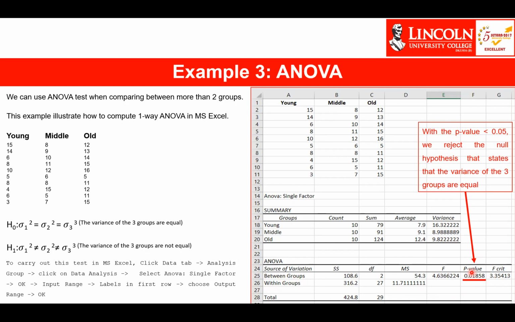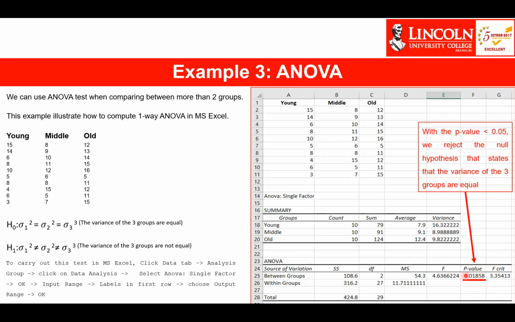In this case, you will see that the p-value here is 0.02, which is less than 0.05. So in this case, we reject the null hypothesis that states that the variance of the three groups are equal. Meaning that the differences between them are significant. That's what this value actually tells us.